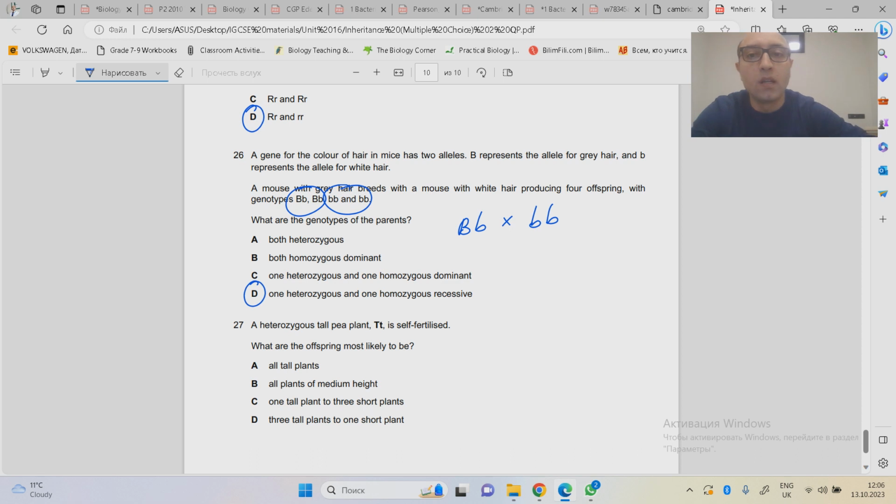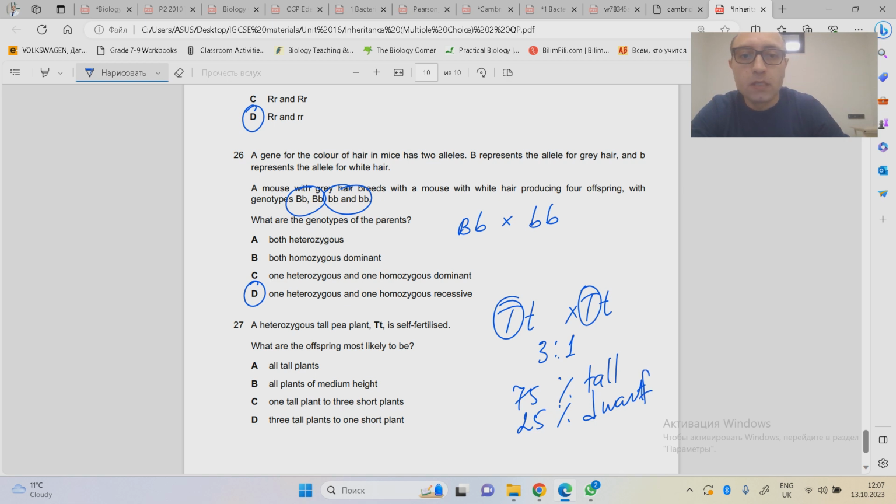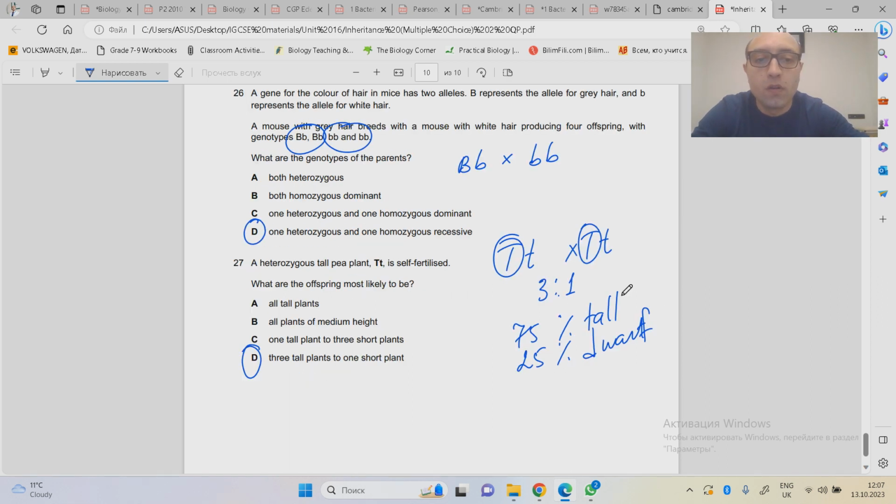Answer is D. A heterozygous tall plant is self-fertilized, so it means that you are crossing it with itself. What are the offspring most likely to be, guys? Offspring will create a 3-to-1 ratio. Nearly 75% of them will be tall. Another 25% will be dwarf, like short. So 3 tall plants to 1 short. Answer is D. Yes, that's all about the questions of genetics.